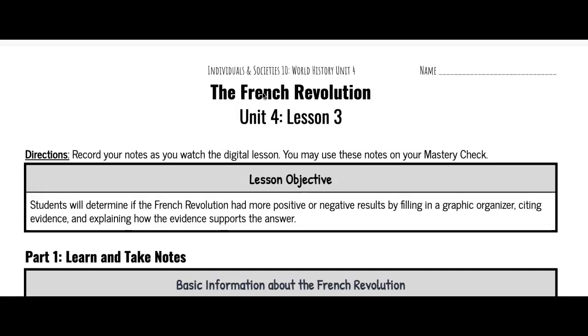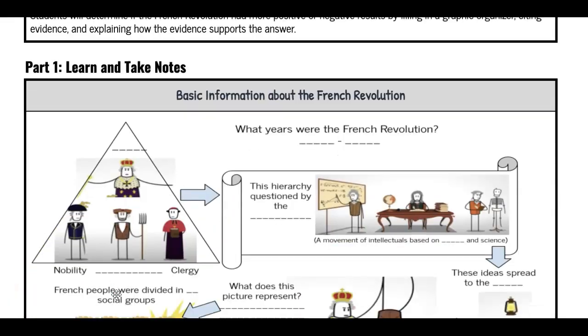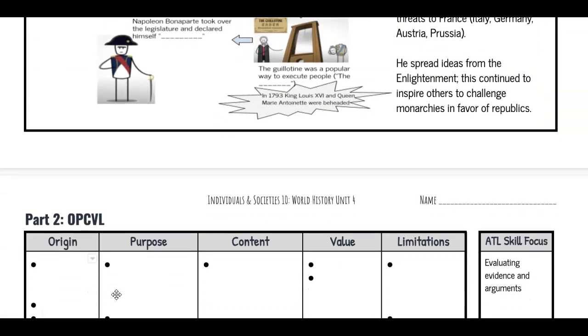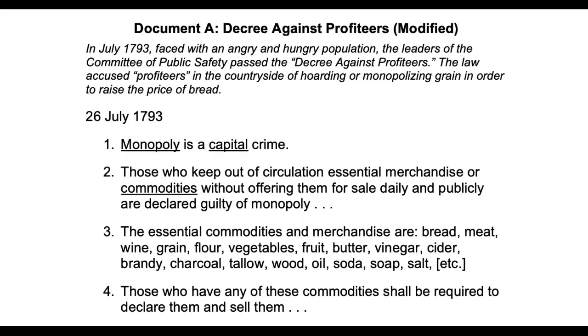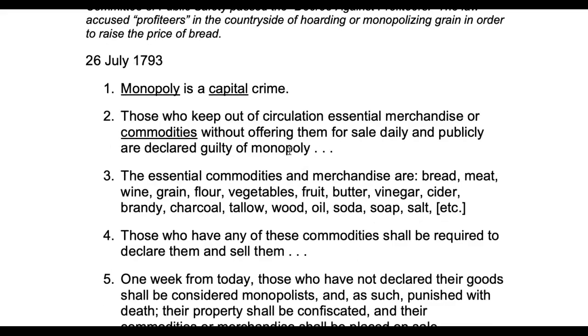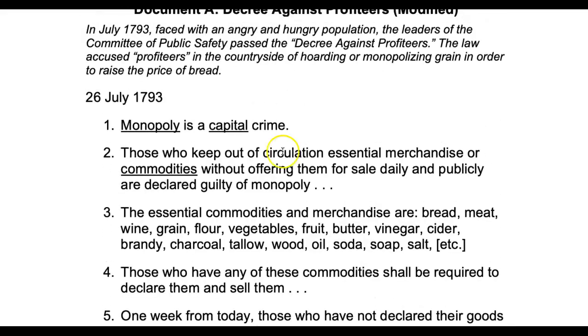This video is optional. If you want to fill in the chart on your own without this video, you are welcome to do so. So your OPCVL chart is on the back of your notes on the French Revolution. It is part number 2. The document that we're going to use to evaluate is document A, the decree against profiteers that you annotated in the previous lesson. So make sure you have out this document because this is what you will analyze.